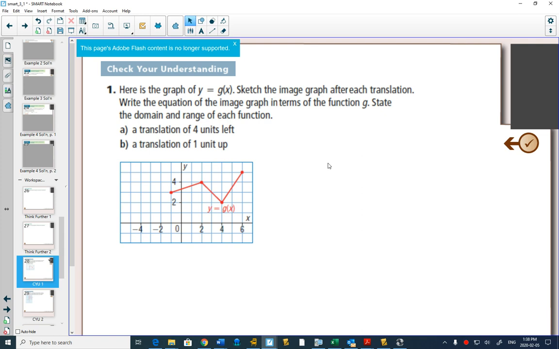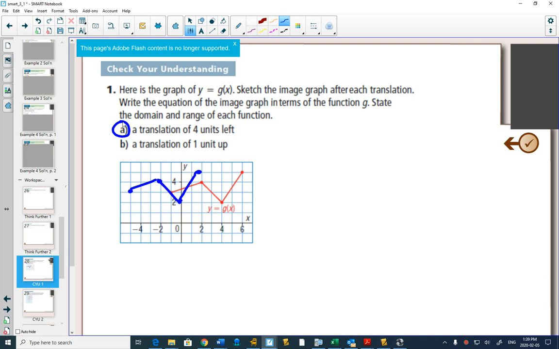Okay, so first question here. Here's the graph of g of x, and it's not one of the graphs that we know. It's just sort of random lines put together. And we need to sketch the image of the graph after each translation. In A, it's a translation 4 units to the left. So I'm going to do A in blue. I'm going to go 1, 2, 3, 4, 1, 2, 3, 4, 1, 2, 3, 4, 1, 2, 3, 4. Connect the dots, so much fun.